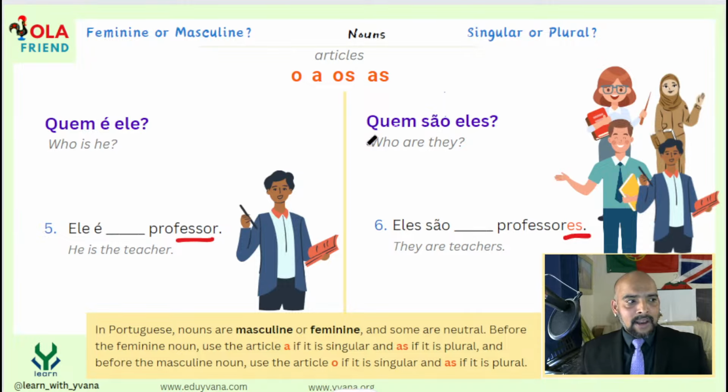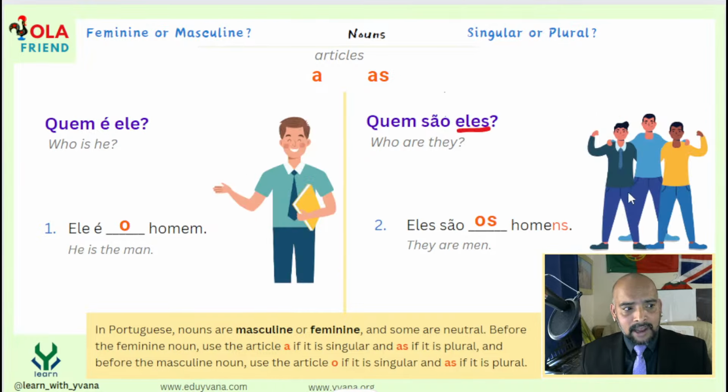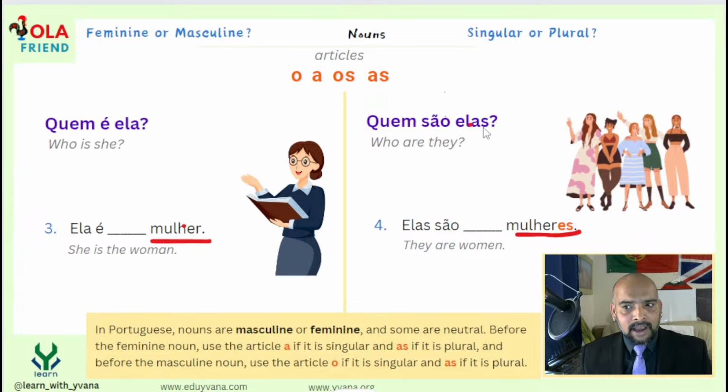Sorry. And here you can see, quem são eles? Who are they? Right? We ask the question again. We use são because this is again the ser verb form. That means who are they? And you still remember here we use eles. So here you can learn one more thing, which mostly new students get confused about. When we see that all are masculine, we use eles, and when there is a feminine group, then we use elas, right?